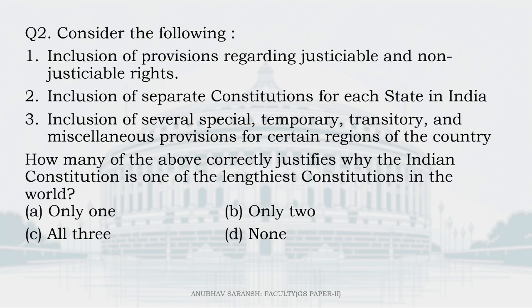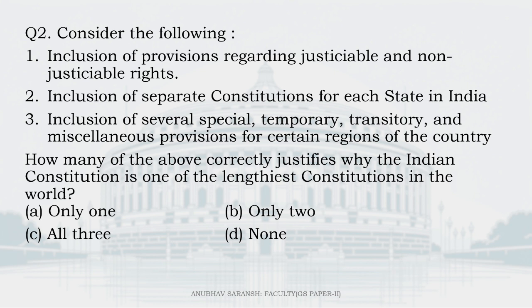Question number 2. Consider the following. Inclusion of provisions regarding justiciable and non-justiciable rights. Number 2. Inclusion of separate constitution for each state in India. And number 3, inclusion of several special, temporary, transitory and miscellaneous provisions for certain regions of the country. How many of the above correctly justifies why the Indian Constitution is one of the lengthiest in the world?